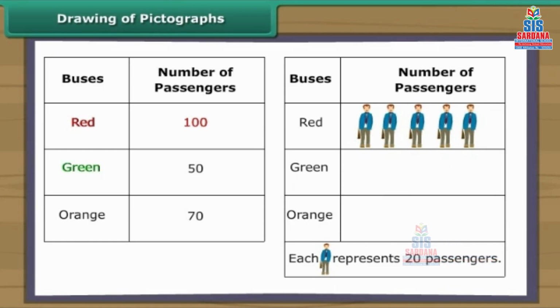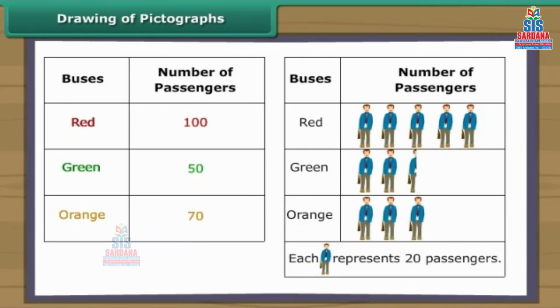The green bus carried 50 passengers, represent 40 passengers with 2 pictures. Represent the remaining 10 passengers with half a picture. The orange bus carried 70 passengers, represent 60 passengers with 3 pictures. Represent the remaining 10 passengers with half a picture.